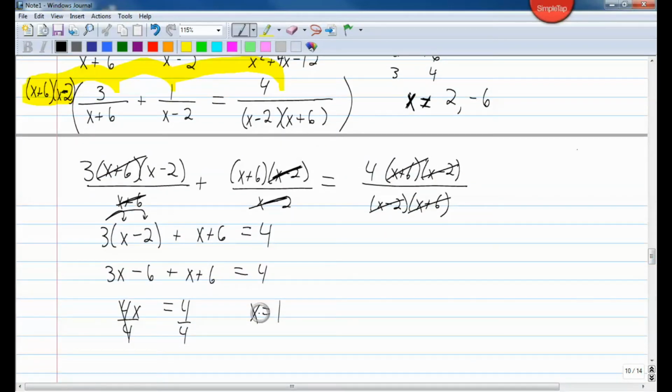So we need to compare that answer back to our restrictions. Our restrictions, things x cannot be, were 2 and negative 6. Well, we got x equals a positive 1. So that means that we got something different, so the solution set is positive 1.